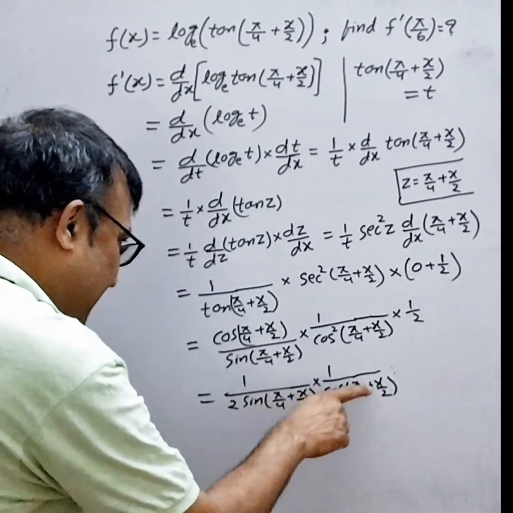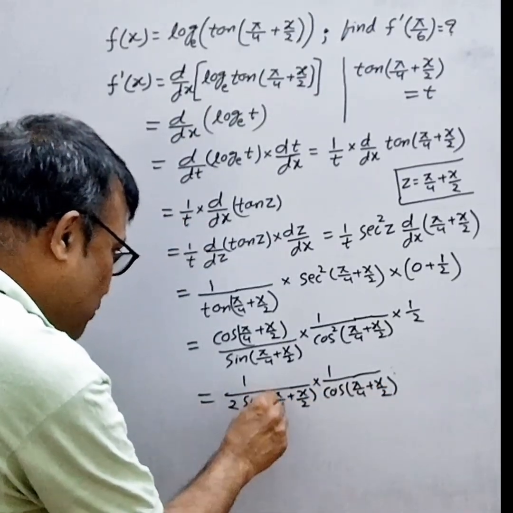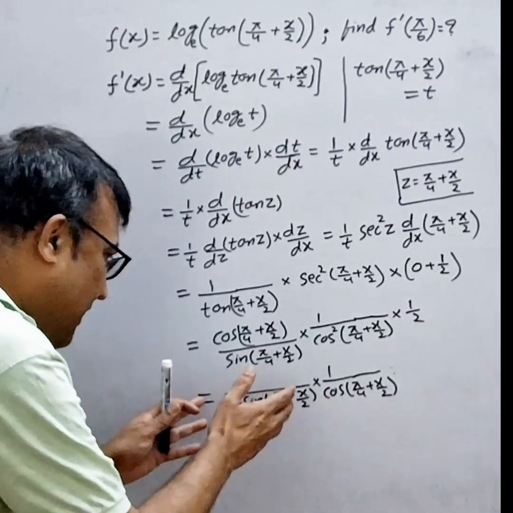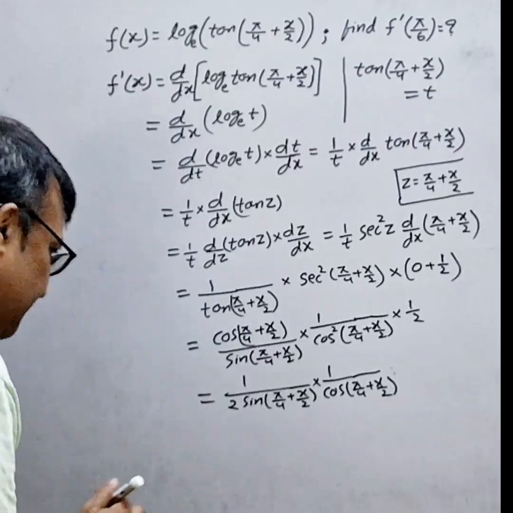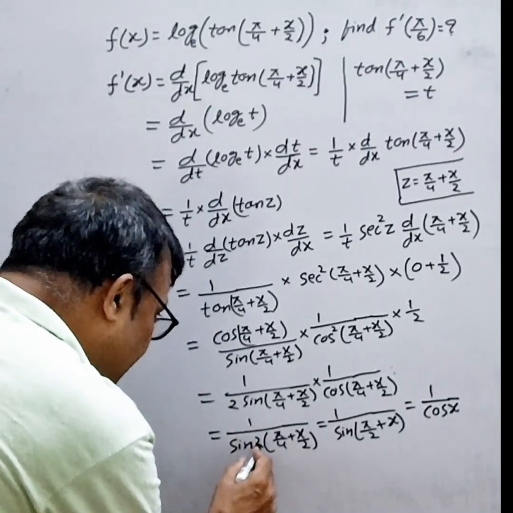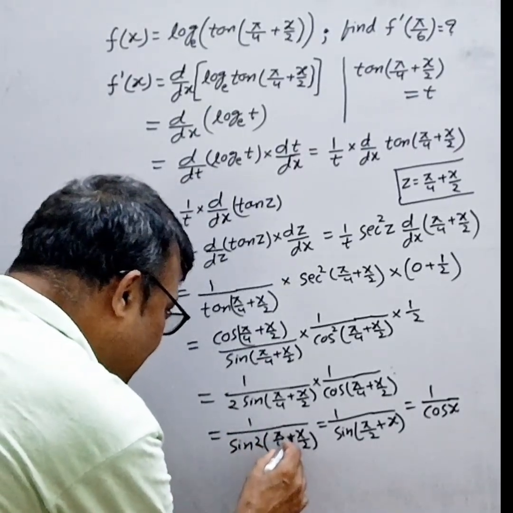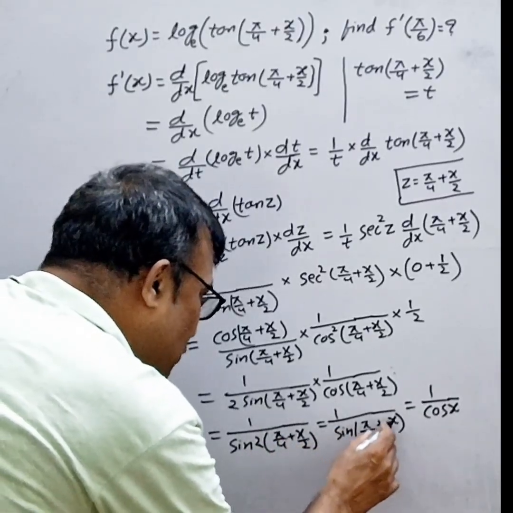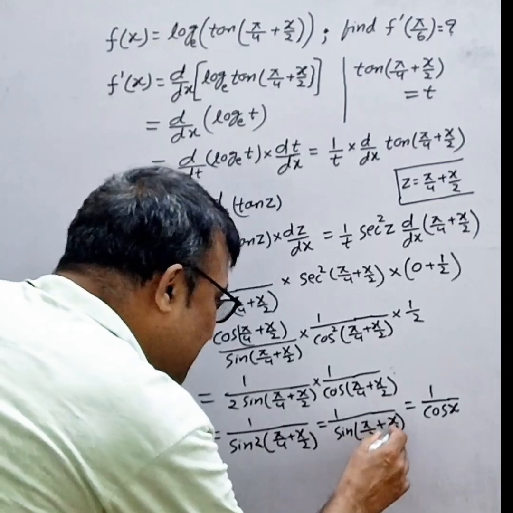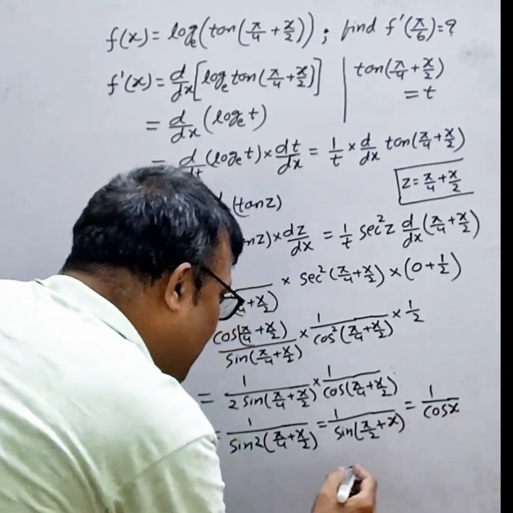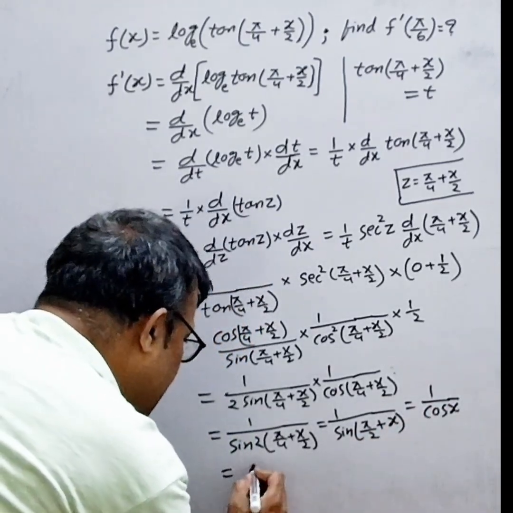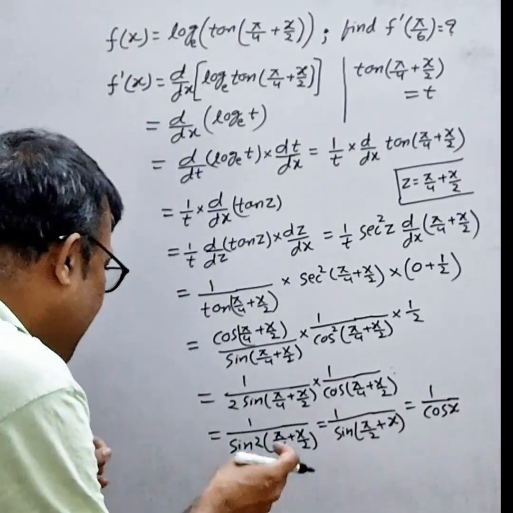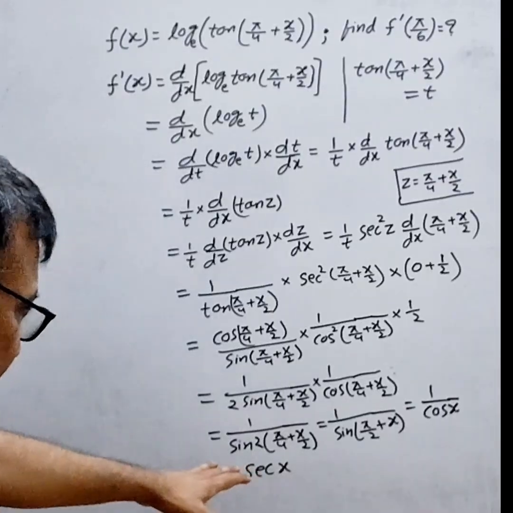Now you can see that the angle is the same. So it is in the form of 2 sin theta cos theta, whose formula is sin 2 theta. So we can write it in the form of sin 2 theta. So it will become 1 upon sin 2 into (pi/4 + x/2) inside the bracket. If the 2 is multiplied inside the bracket, it will be pi/2 + x. So sin(pi/2 + theta) is cos theta. So it will be 1 upon cos x. And 1 upon cos x can be written as sec x. So the differentiation of this function came in a very simple form, and its differentiation is sec x.